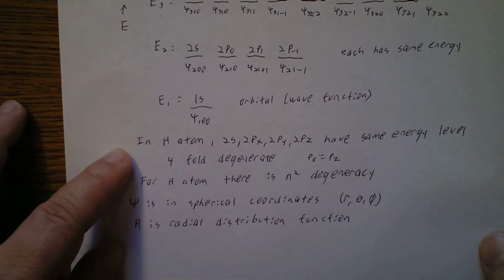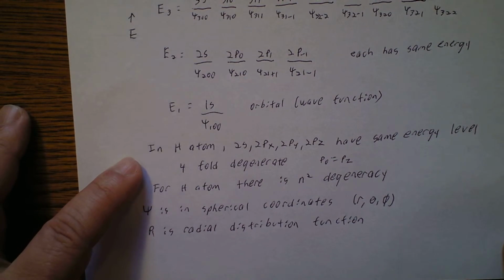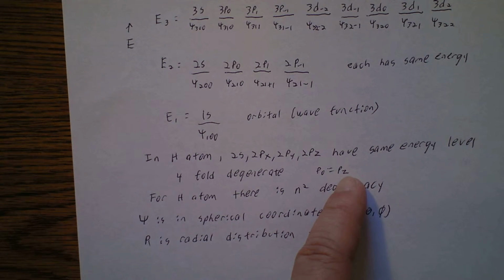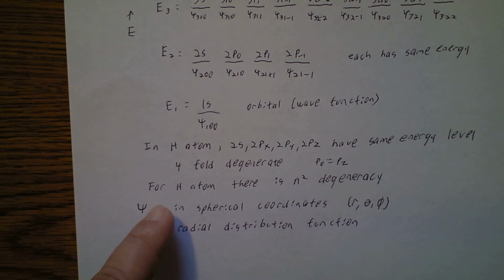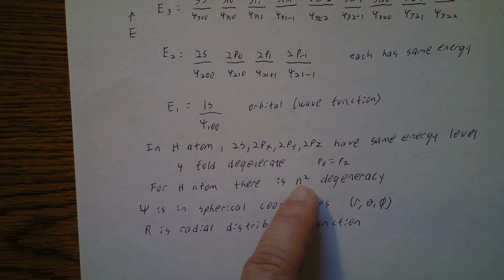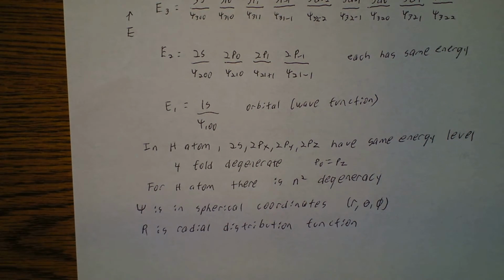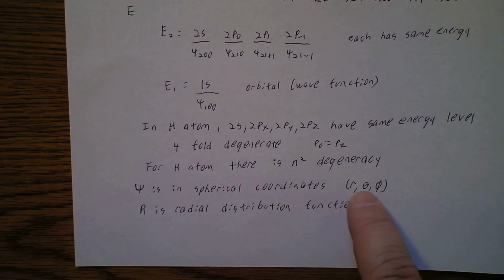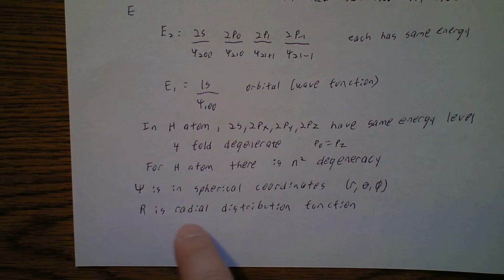Now, for a hydrogen atom, like I just showed you, the 2s, the 2px, the 2py, and the 2pz have the same energy level. So we say that it's fourfold degenerate, because p0 is equal to pz. So for a hydrogen atom, there is n squared degeneracy. Now remember, psi we're going to be representing in spherical coordinates, a function of radius r, angle theta, and angle phi. But R is the radial distribution function.